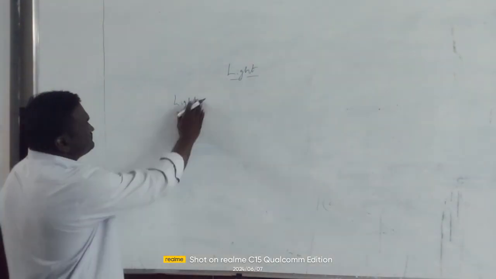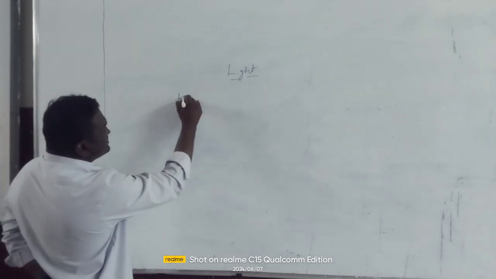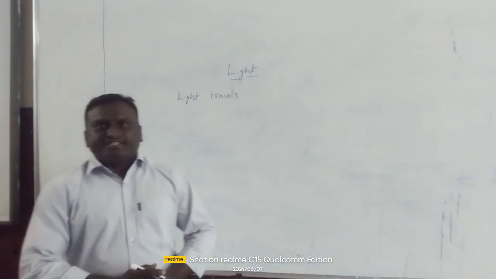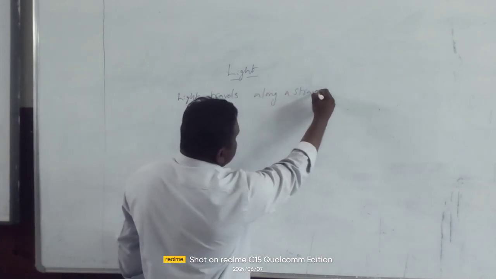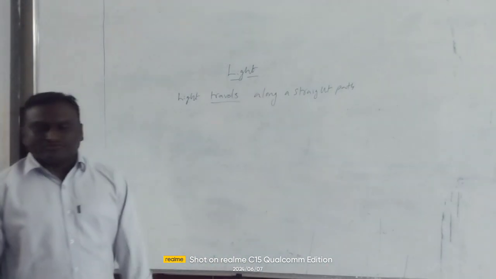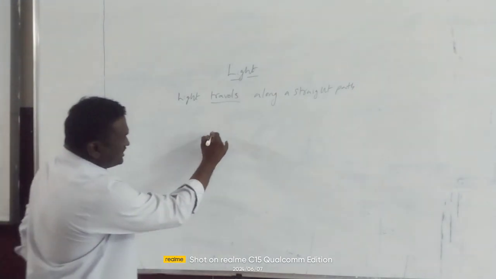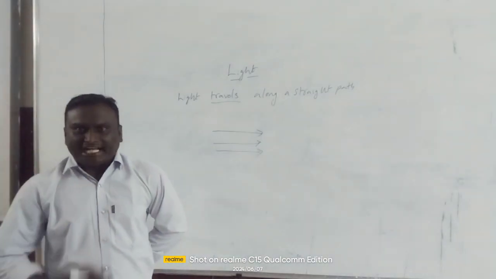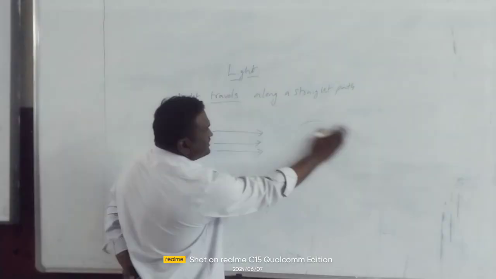Next one: light travels along a straight path. Light always travels along a straight path, with no curved path. It is straight only.